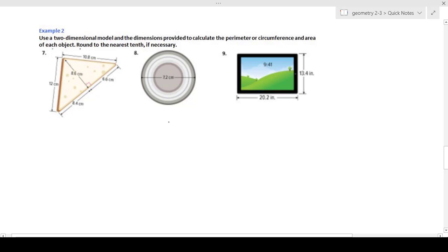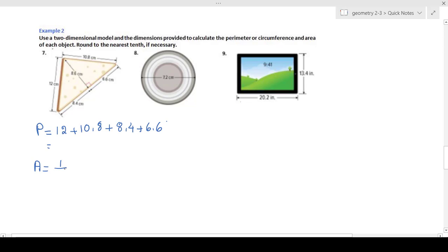This is a play area, and he wants to find the perimeter of it. Then he wants to find the area. Now, surrounding this play area, and then we can find the perimeter to make a fence around it. My perimeter is equal to 12 plus 10.8, I think, plus this is 8.4, plus this part, which is 6.6. Then you add all of these together, and you will get the perimeter. Then you find the area.